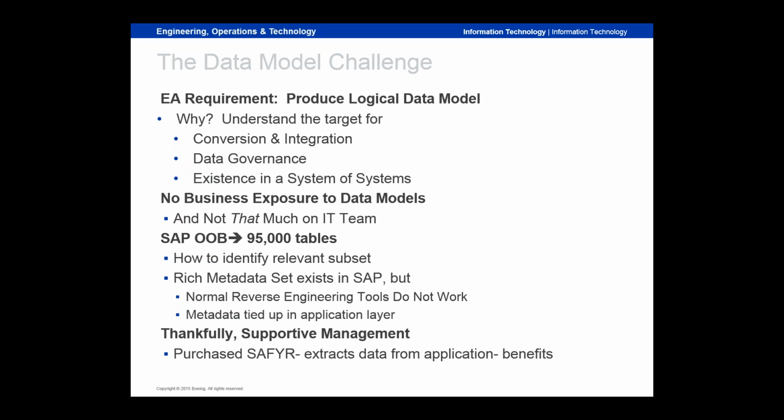But the thing is, with just SAP out of the box, I think this might even just be ECC, there's 95,000 tables. Well, how do you identify a relevant subset? Because we're not using 95,000 tables. Maybe we'll use a couple thousand. And even many of those are not all that relevant. So you've got to get down to the relevant subset.